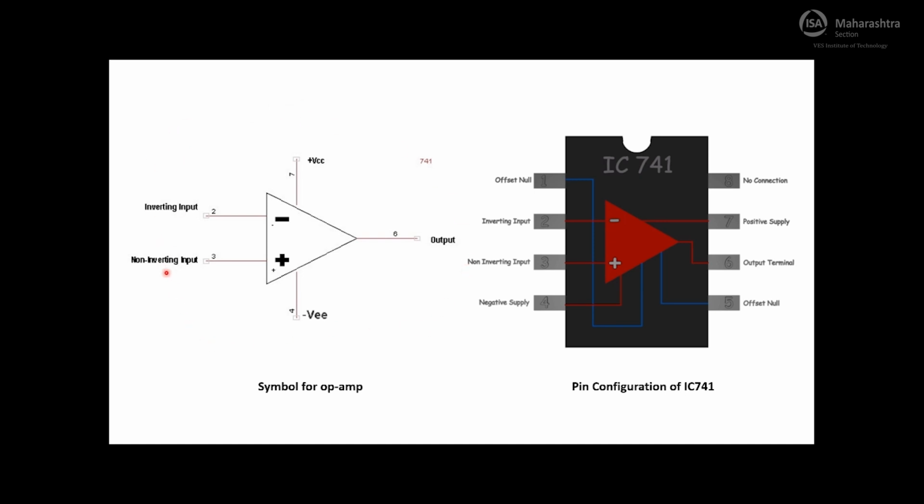This IC is an 8-pin IC, out of which pin number 7 is for the positive supply and pin number 4 is for the negative supply. There are two input terminals. Pin number 2 is known as the inverting input and pin number 3 is known as the non-inverting input. It has one output terminal at pin number 6. This is the symbolic representation of this OPAmp. Pin number 2 is the inverting input, pin number 3 the non-inverting input is shown here, pin numbers 7 and 4, the power supplies, are shown here, and the output terminal is shown here. The important point to note is that the inverting input is denoted by the negative sign and the non-inverting input is denoted by the positive sign.